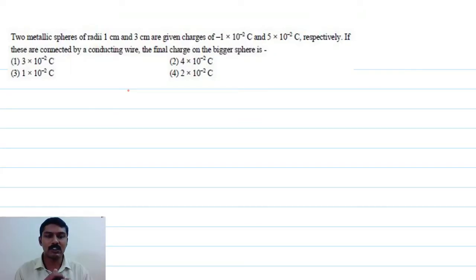So we start with the first question. Two metallic spheres of radius 1 centimeter and 3 centimeters are given charges minus 1 into 10 power minus 2 coulomb and 5 into 10 power minus 2 coulomb respectively. These are connected by a conducting wire. The final charge on the bigger sphere is?